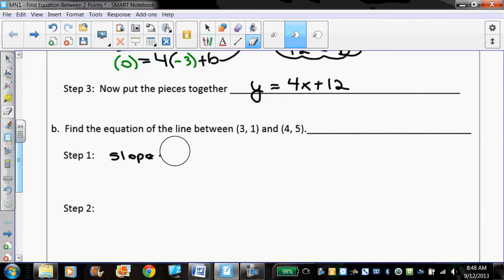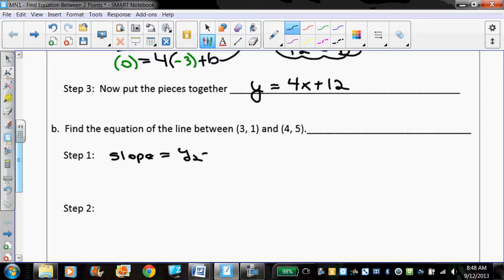Oops, I don't need an arrow, do I? I need an equal sign. Equals y2 minus y1 over x2 minus x1. Again, I'm going to just use this as my second point, or the beginning point, I guess. So my y2, my y, and again, these are xy coordinate points. So I'm going to say 5 minus, again, this is an xy point over here.